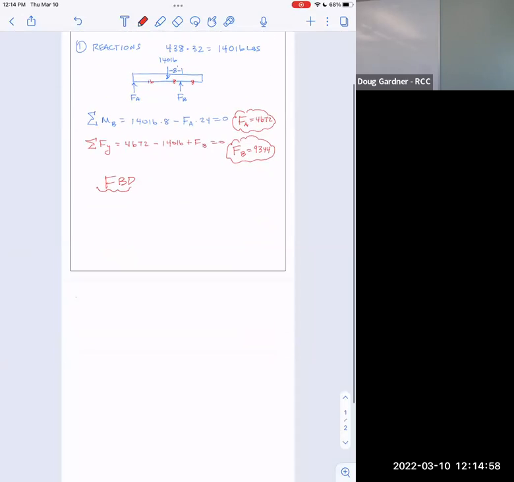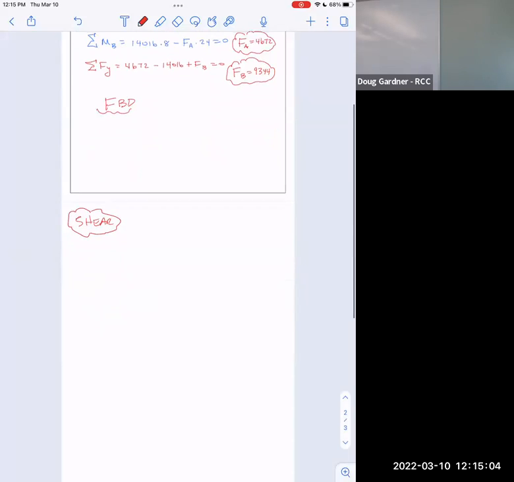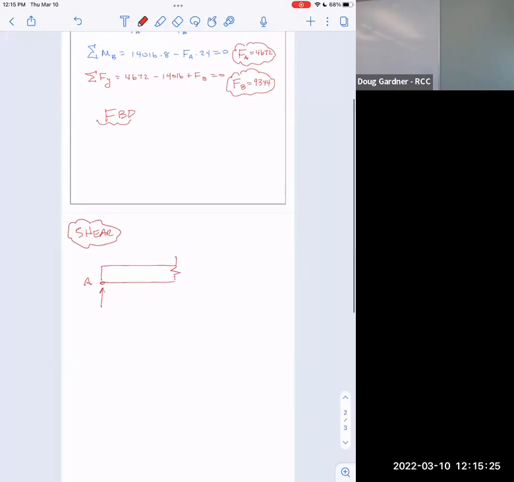Well, let's go down here. Let's just start the shear right now and see what happens. Again, because we're finding the shear as a function of x, we need to know the shear everywhere in order to determine the maximum. Force of A was 4672.